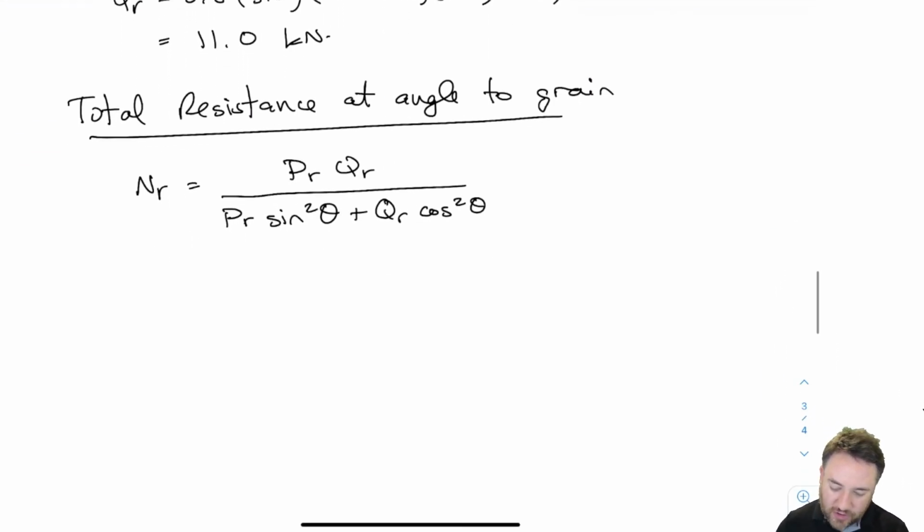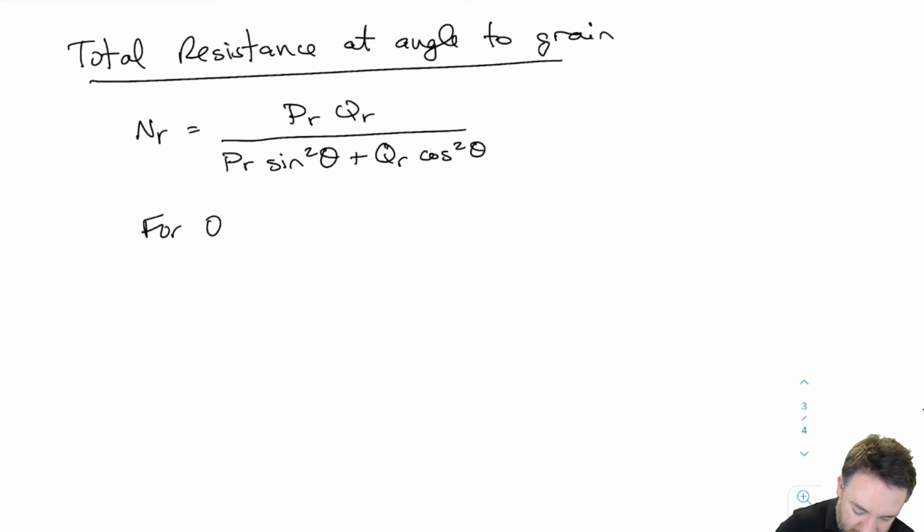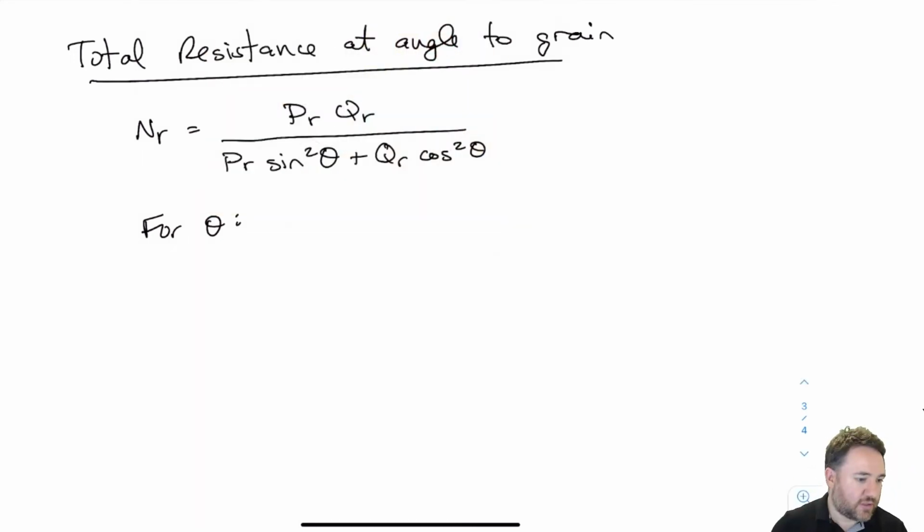Okay, so you'll recall that the total resistance at angle to grain uses this equation, which is an interaction equation, which is going to come up with some strength that is somewhere in between the parallel to grain strength and the perpendicular to grain strength. And we need to figure out what theta is here. Okay, so I'm just going to draw a picture so that we can work it out a bit more explicitly. When in doubt, draw a diagram.